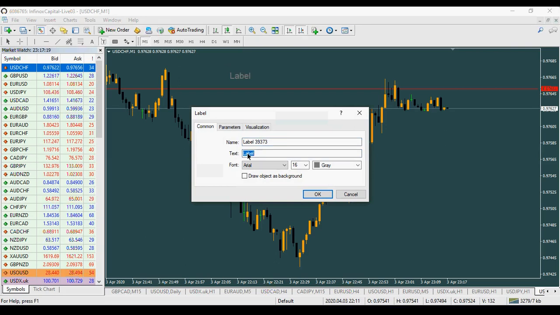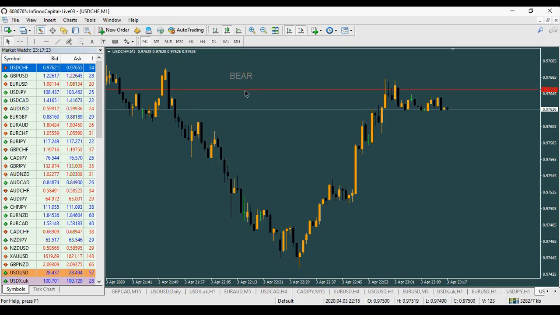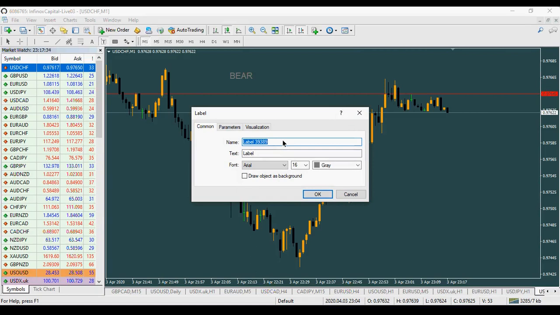What is the text I want to write on it? I want to write bear. Okay, so you can see bear. That is candles, the candles that are going down. And then for the candles that are going up, in Forex we call them the bull candle. B-U-L-L.